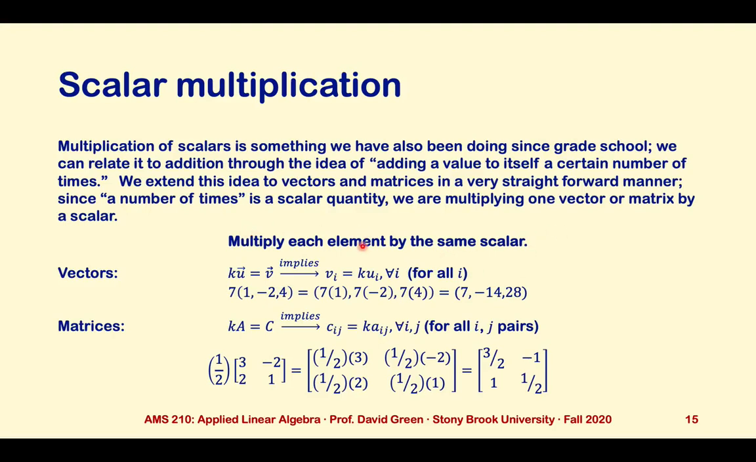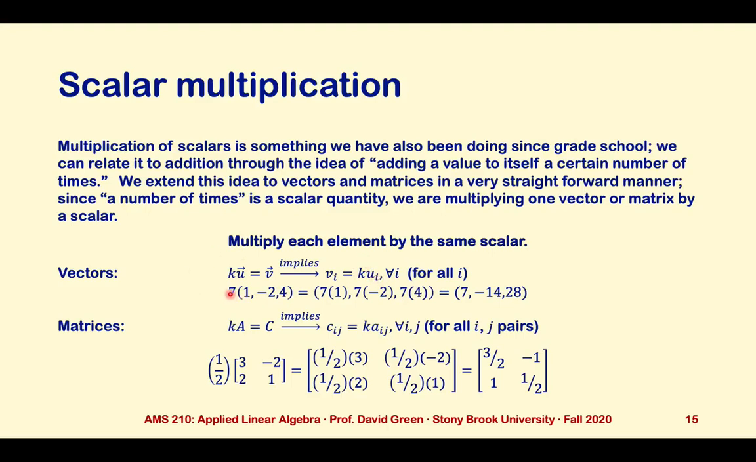This kind of follows from the definition. If we want to add a vector to itself a certain number of times, we would add the corresponding values, and each element we would add to itself that same number of times, multiply by that number. So for vectors, k multiplying by u, if such a product equals v, it means that every element of v is the same scalar multiple k of the element ui.